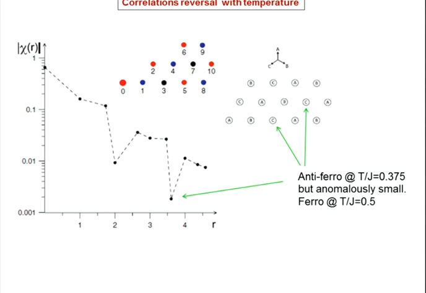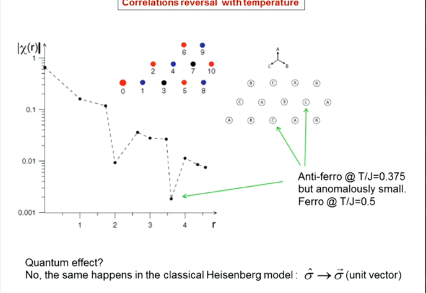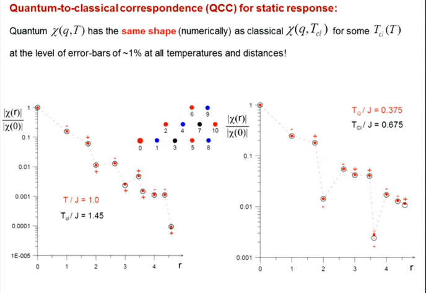And then the desire was to call it a quantum effect. But just in case, we decided to simulate the classical Heisenberg model, where you replace spin 1/2 with a unit vector, and simulate the same Heisenberg model classically, and we have seen the same. There is a reversal of correlations for sites 3 and 7 even in the classical Heisenberg model. So that's the end of the quantum effect. But then we found something very strange which we still don't understand.